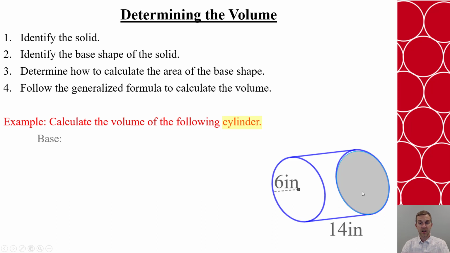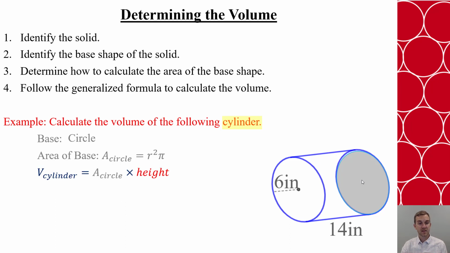So the front and back sides are circles. And then that tells me that to find the area of the base, I would be following the area of a circle, which is the radius squared times pi. In this case, I'll be looking then for the volume of the cylinder to be the area of that circle times the height, the segment length that connects the two circles. So in this case, the radius squared times pi times h.